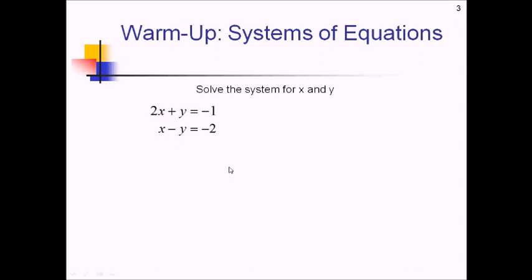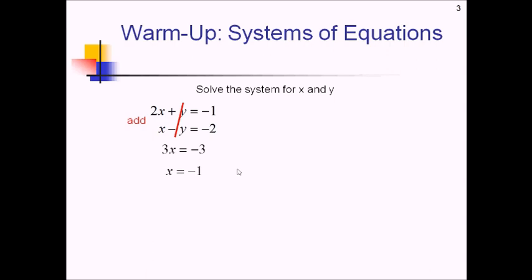For the warm-up, go ahead and solve this system of first-degree equations. Alright, so first step on this one, a lot of ways to do this. Probably the fastest would just be to add the two equations together. That would cancel out the y's. So we would have 3x equals negative 3. And then that'll be negative 1 for x.